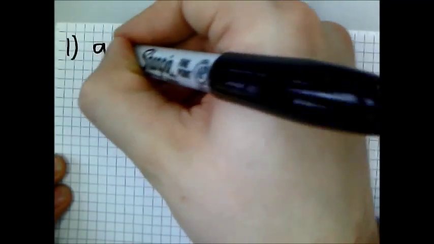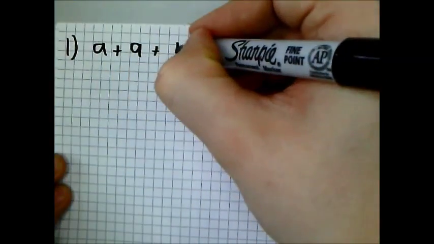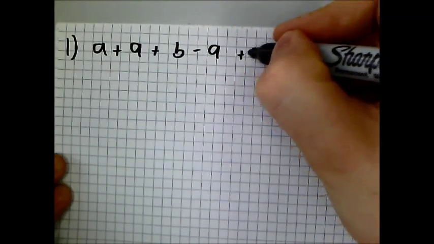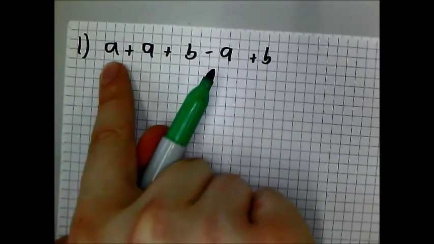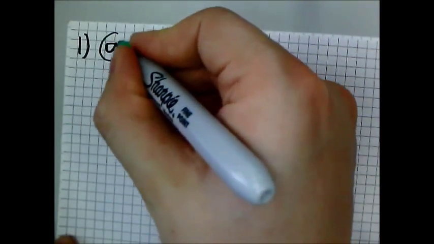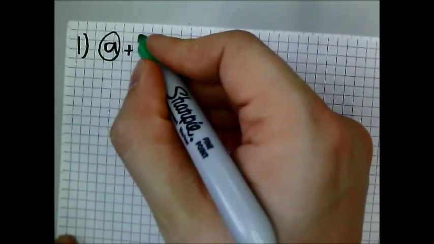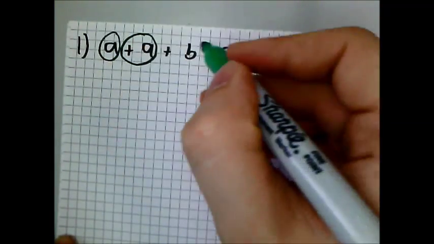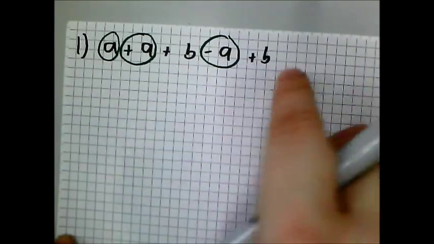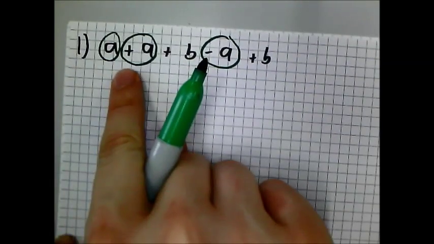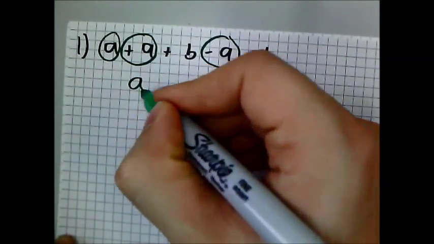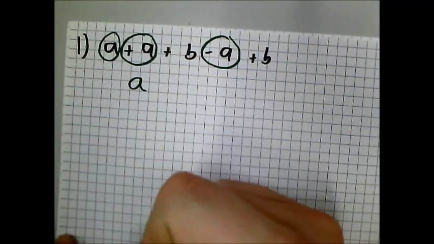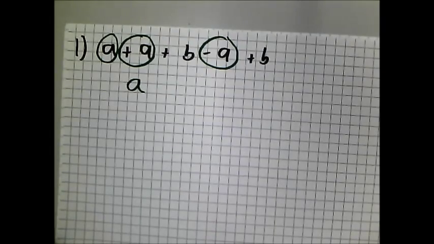Okay, question 1 is asking me for a plus b minus a plus b. If you like, we can use colours to help us. I'm going to start with the first thing and circle anything which is also an a. So I've got a positive a and a negative a. There's no other a's. So a plus a is 2 lots of a. Take off an a is 1 lot of a. I'm just going to write it as a. You do not need to put the 1 in there.